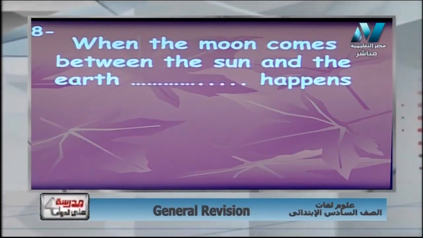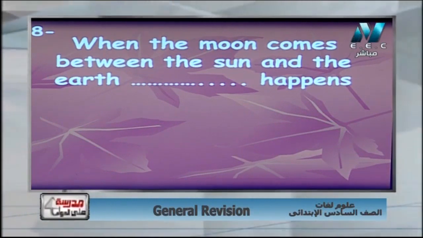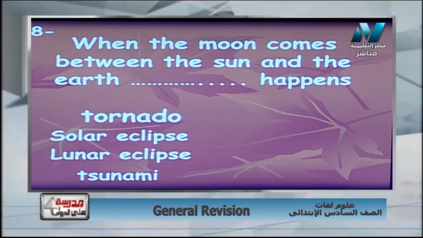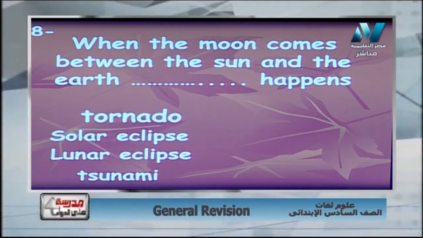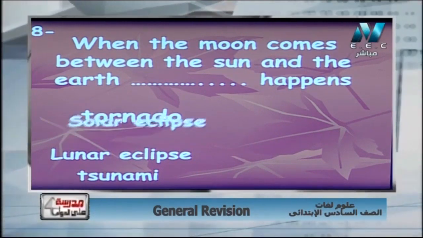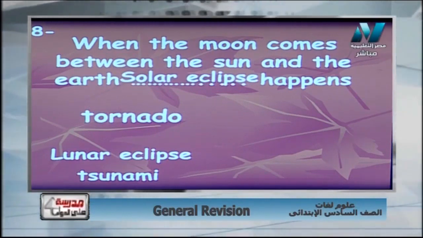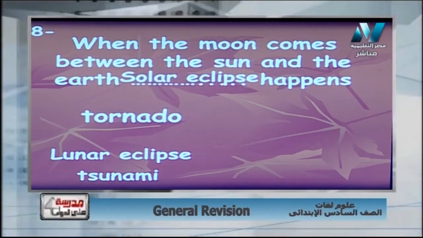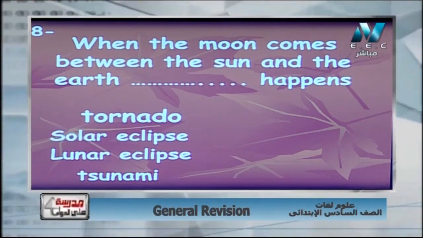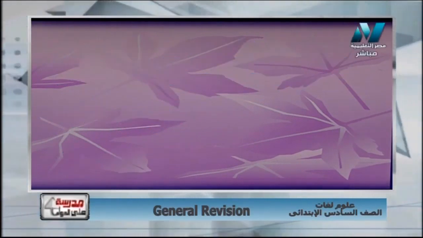The question says: when the moon comes between the sun and the earth, what happens? Tornado, solar eclipse, lunar eclipse, or tsunami? If the moon is in the middle, it will be a solar eclipse. If we change the question and put the earth in the middle, it will be a lunar eclipse. Again, when the moon comes between the sun and the earth, a solar eclipse occurs.